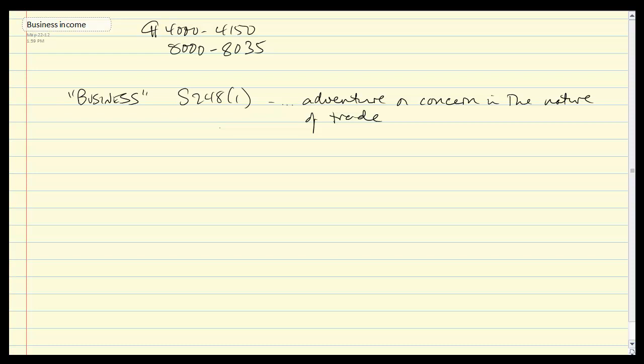And the Income Tax Act actually does define this for us in Section 248, which, if you haven't already been there, contains an endless number of definitions. And the way they define business is basically by saying they list a lot of things, but at the end of the day, they're saying it's an adventure or concern in the nature of trade. I think, well, that sounds like just about everything. And it is just about everything.